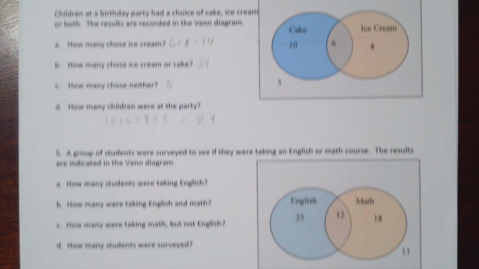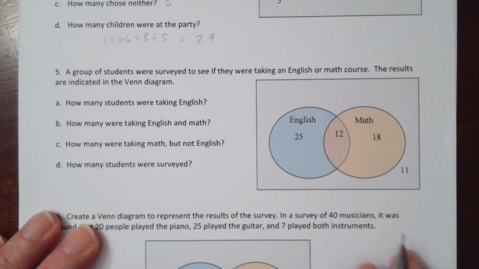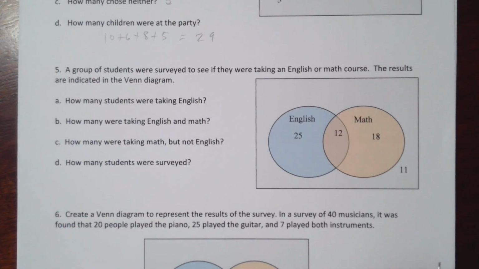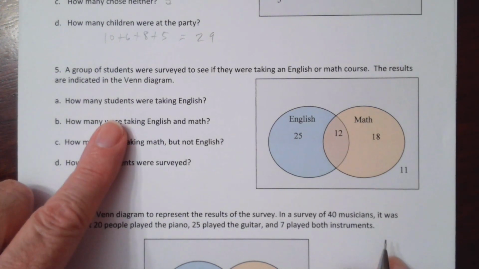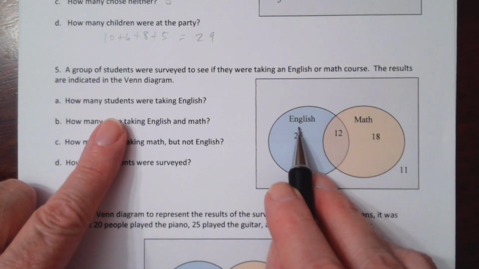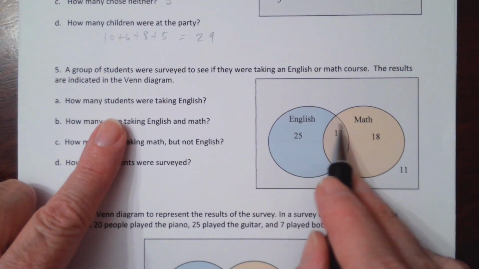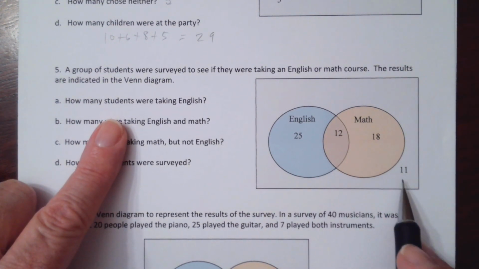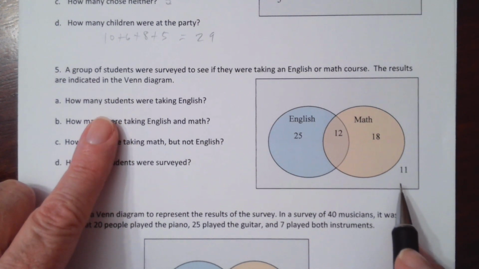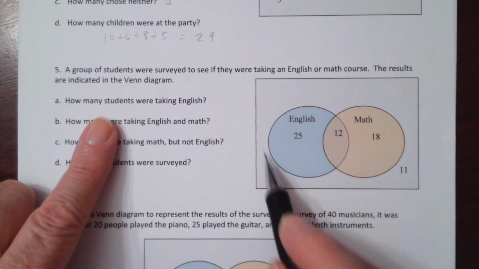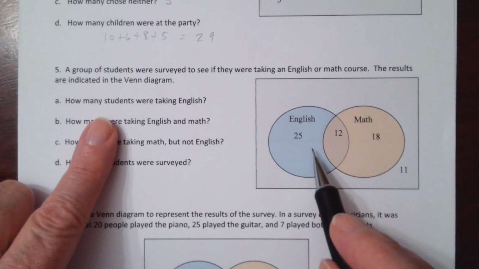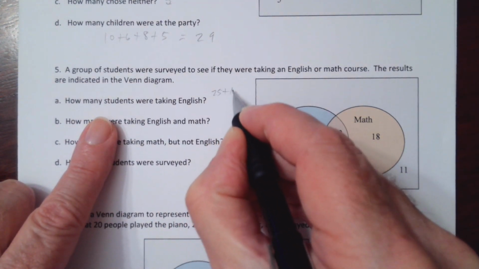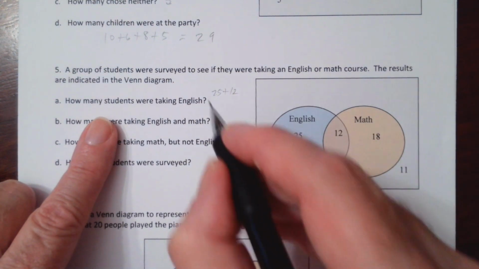All right, so what I would like you to do is now try number 5. Stop the video and then you can check your answers. All right, let's see how you did. So we have students taking English, students taking math. These are the people that are taking both. These are the ones taking neither. So how many were taking English? Well, if you're in the English circle, you're taking English. So 25 plus 12. And what is that, 37?